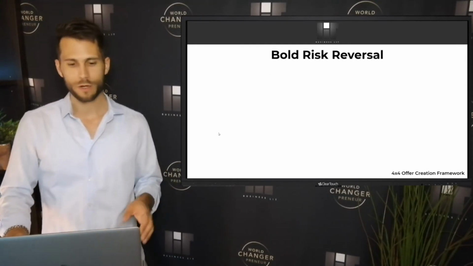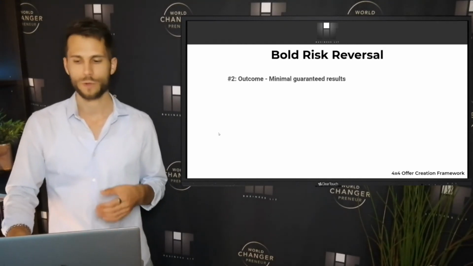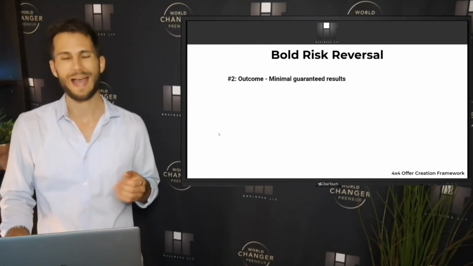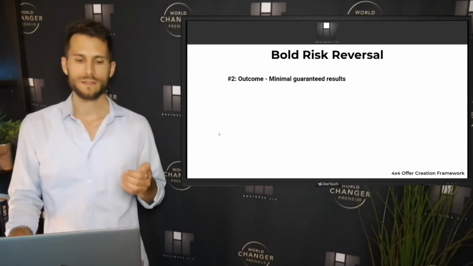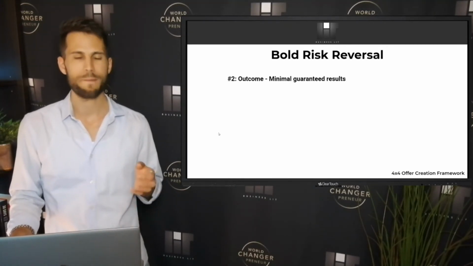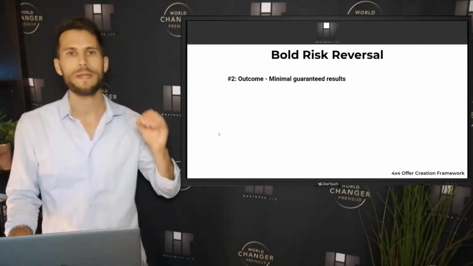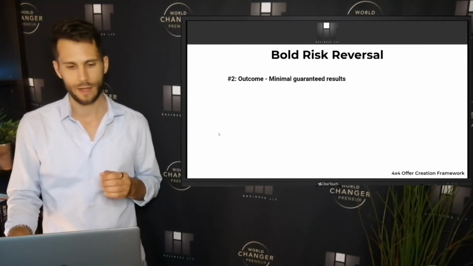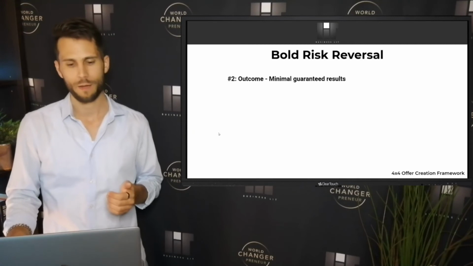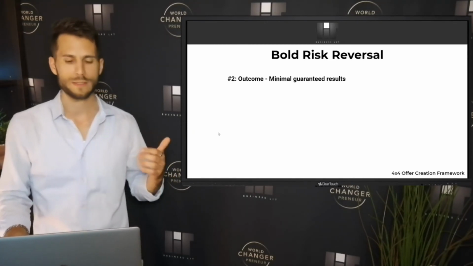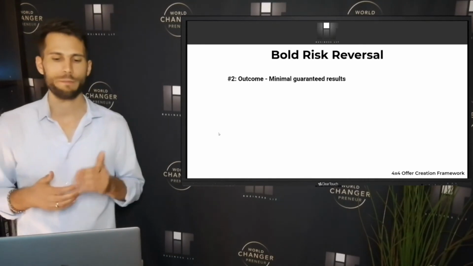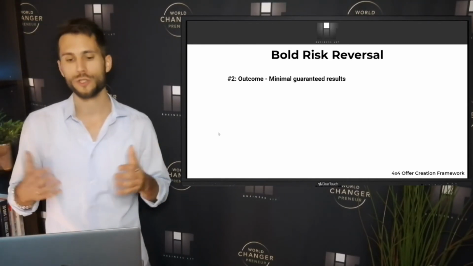So the next part is also extremely important, and that is where we are now looking at the outcome that we can guarantee them. And this is very, very powerful to look at not the maximum, but the minimum guarantee that we can give them as a result. An example I love is from FedEx, where they used to say, okay, we will deliver by tomorrow, 10 o'clock, or you don't pay anything.